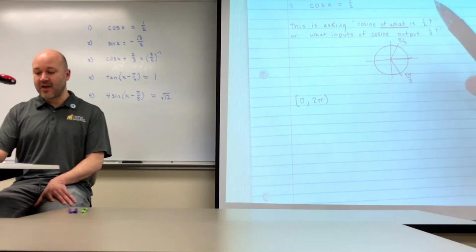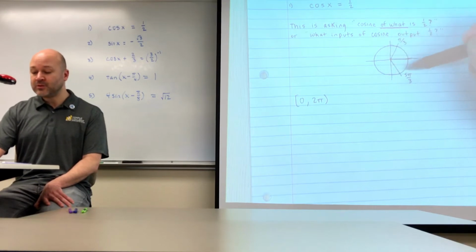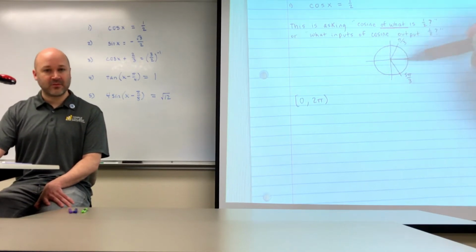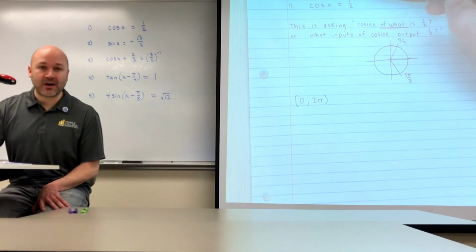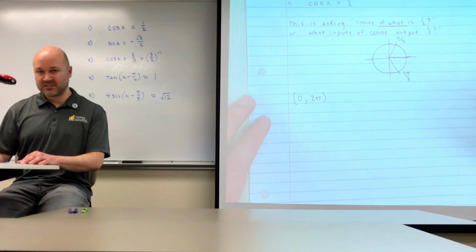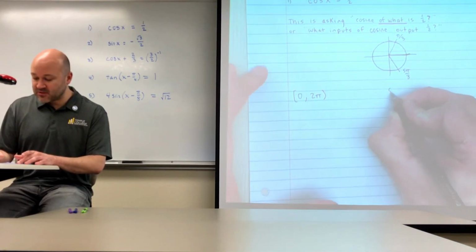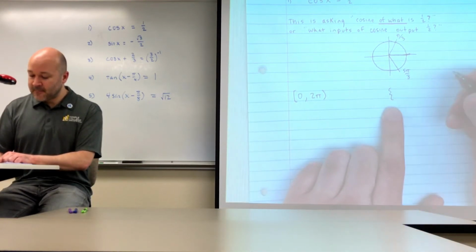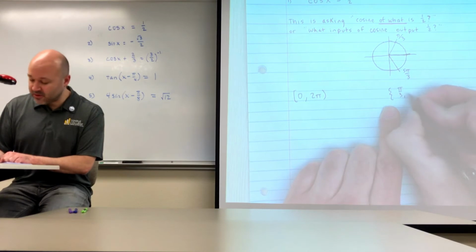So in this case, I think I'm done. I know that pi thirds and 5 pi thirds are the only two angles within that first revolution of the unit circle, this interval, that give me an output of positive 1/2. So there's different ways to denote this solution, but because there are several solutions, maybe I'll use set notation where I'll say, pi thirds works, and so does 5 pi thirds.